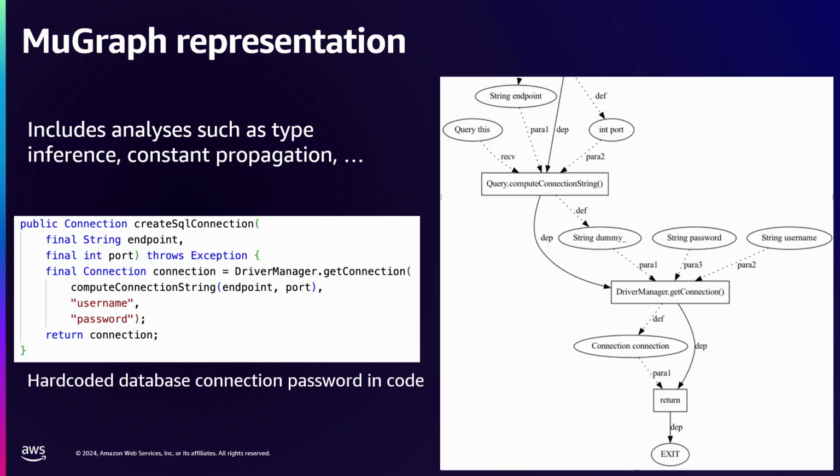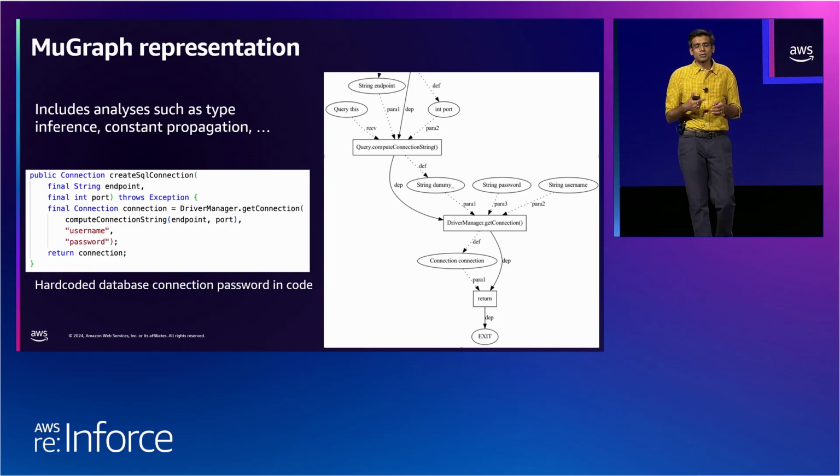And the vulnerability in this code is based on the fact that the password that was passed as an argument to the get connection API is a hard-coded string literal. It's a constant string. And this is again something that we get in this graph representation using the constant propagation semantic analyses that is powering this representation.